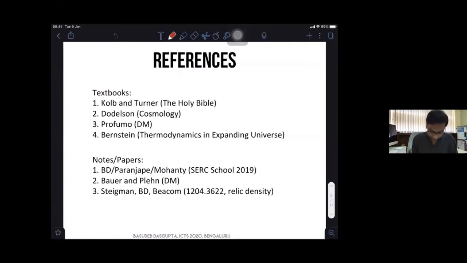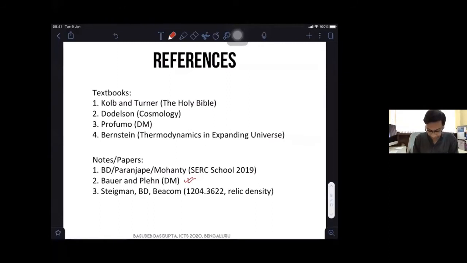Bauer and Plehn, this is a fantastic set of notes. If you really want to study by yourself, from the slightly particle physics point of view, if you want to understand dark matter, there is no better place to start. Just download Bauer and Plehn from Tilman Plehn's website and just go through it, cover to cover. It's a beautiful set of notes, highly recommended.